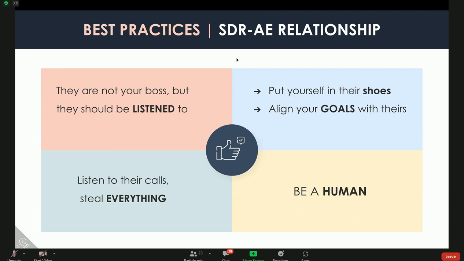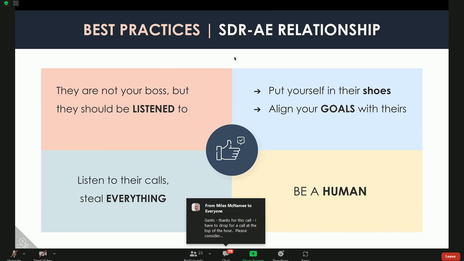This is something that I was taught early on by my first SDR manager. He just told me to steal everything. We were an early adopter of Gong. This was like 6 years ago. And he was like, listen to these 3 reps' calls, the top 3 performers in the entire company. Listen to their calls, hear how they talk about the product, hear how they overcome objections, hear the value that they bring, steal everything.